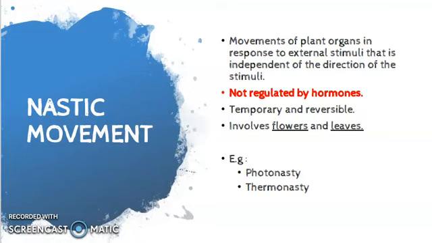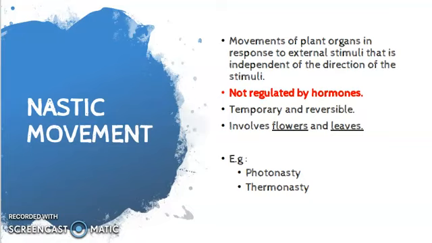The second example of nastic movement is in the dandelion flower: the petals open in the morning in bright light and close in the evening when the light fades. Here the stimulus is light. Next, a characteristic of nastic movement is that it is not regulated by hormone molecules. Another piece of information about nastic movement is that it is temporary and reversible in terms of duration, meaning it responds only for a short period of time.